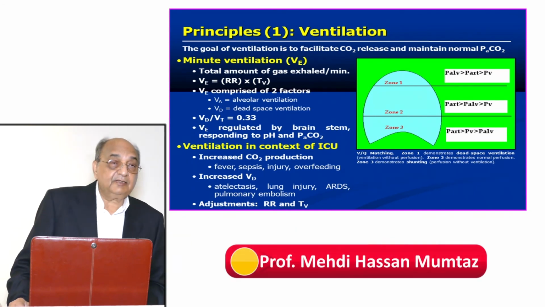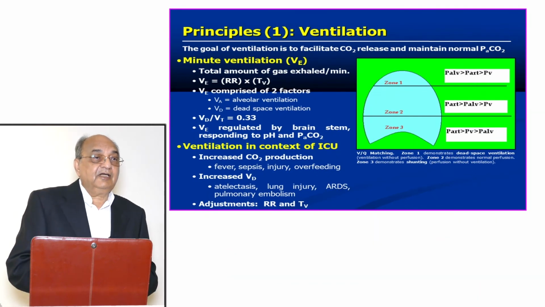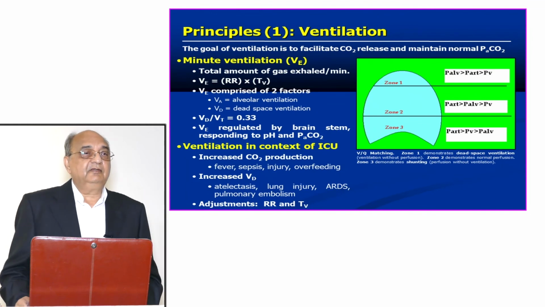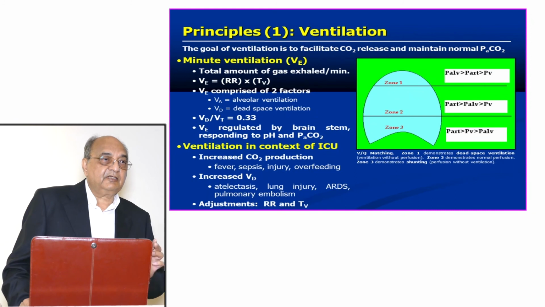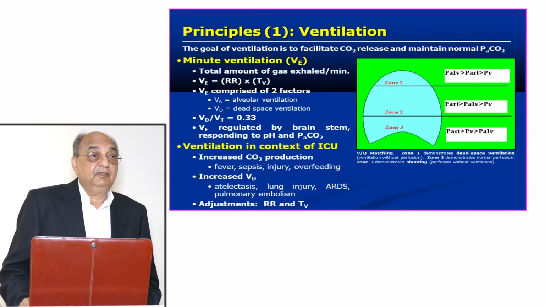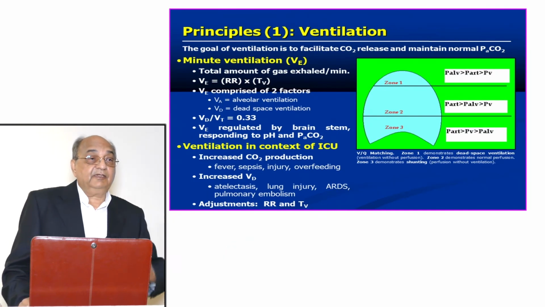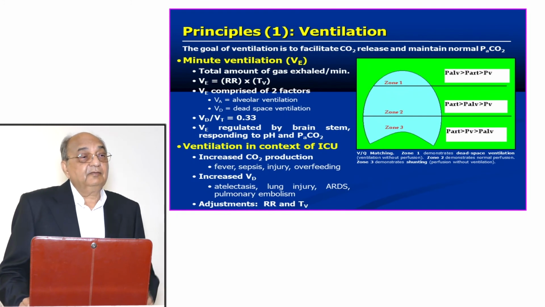In ventilation, you have two portions: alveolar ventilation and dead space ventilation. Alveolar ventilation means the gas is going into that part of the lung where there is an exchange of gases between the blood and the alveoli. That starts from the respiratory bronchioles below, from the 16th generation to the 23rd generation. The conducting pathway has dead space ventilation. The gases are just passing through there, but there is no exchange between the blood and the gases.